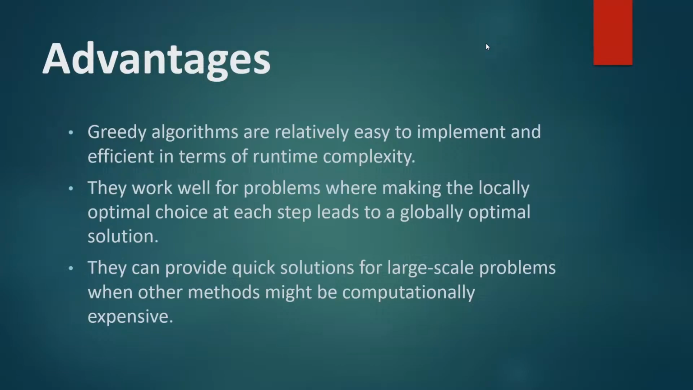Now, the second advantage of greedy algorithms is they work for problems where making the locally optimal choice at each step leads to a globally optimal solution. So when you are locally choosing an optimal solution, it should lead to a globally optimal solution. If it is not leading to this, a greedy solution won't work. Then the third point is they can provide quick solutions on large scale problems when other methods might be computationally expensive, like DP or maybe brute force. I don't think anyone is having any doubt in this part, right?